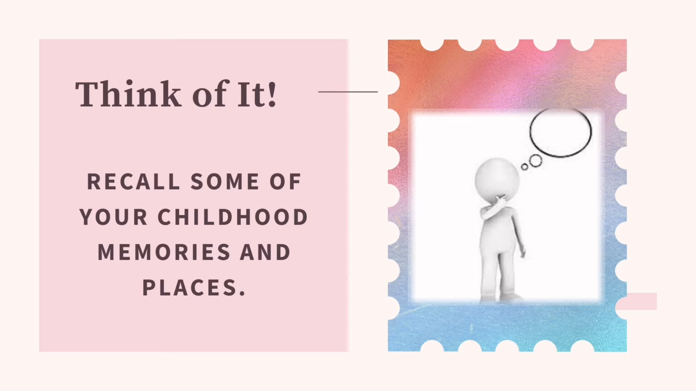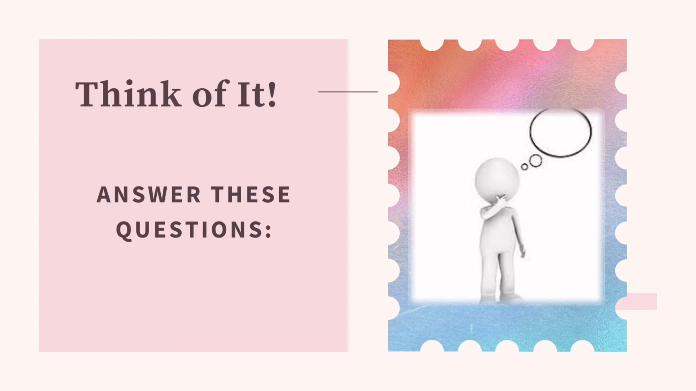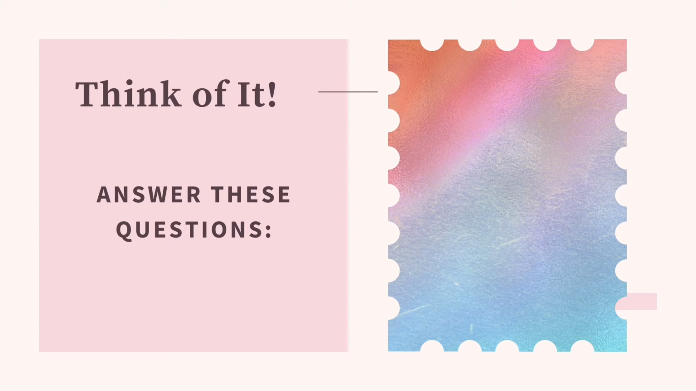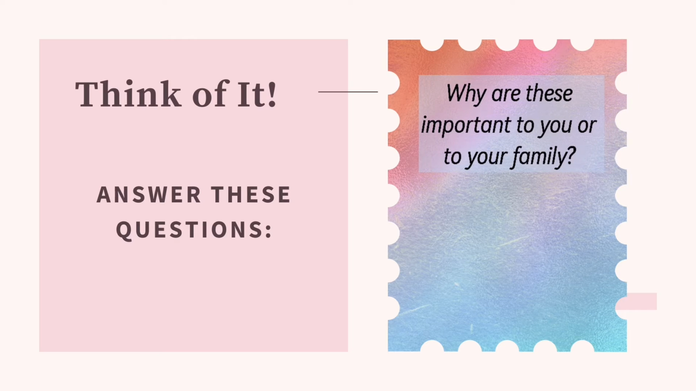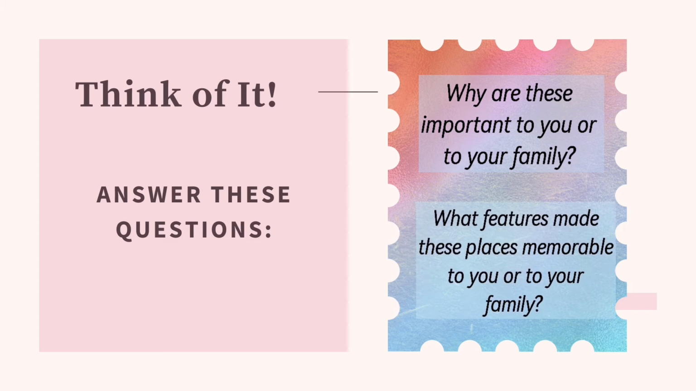Let us now have our first activity. So think of it. Recall some of your childhood memories and places. While reminiscing the past, these guide questions might help you. Why are these places important to you or to your family? What features made these places memorable to you and your family? Please pause this video for 5 minutes while doing the activity. Note that I will be checking your answers using the criteria found on your Module 2, page 4.